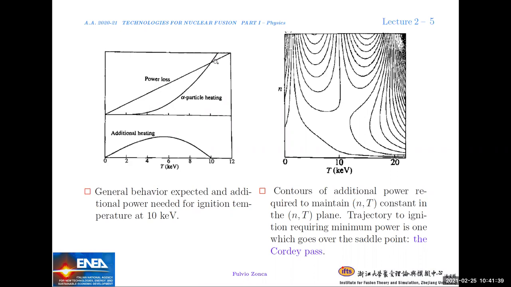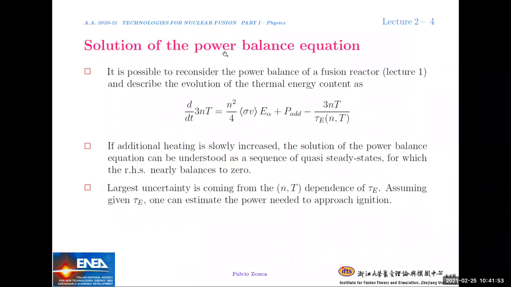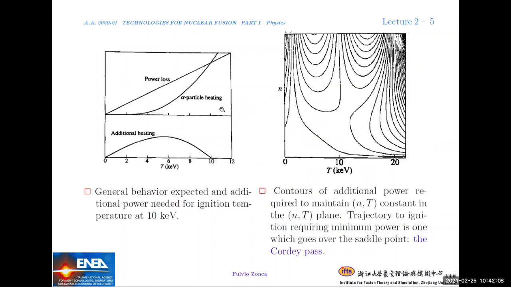That means at this point we don't need any more additional heating. If we want to drive the system through increasing temperature in this region where the loss term is larger than the alpha particle heating, go back to this equation. So this is the loss term, okay? And here is the alpha particle heating. So if this term is larger than this, this should be decreasing. So we have to compensate by a certain additional power.